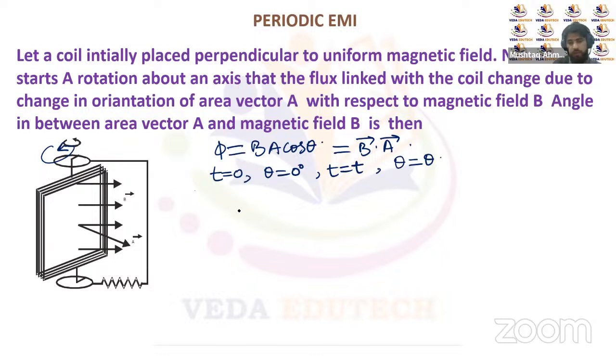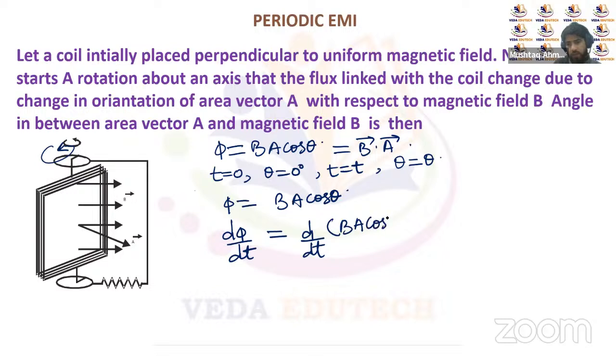So flux at any instant will be given by BA cos theta, right? BA cos theta. Now if we take the derivative on both sides, that's d phi over dt, that will be equal to d over dt of BA cos theta, correct?